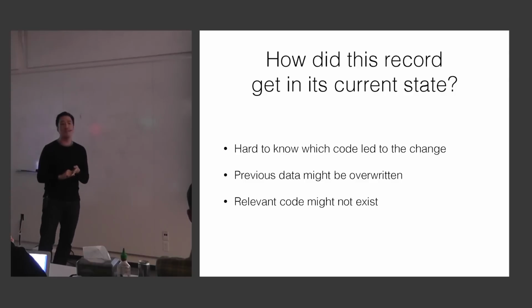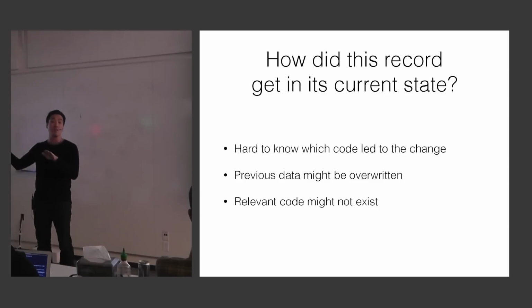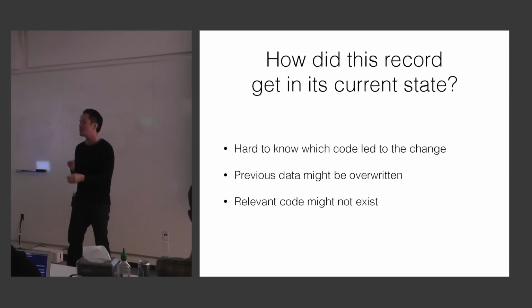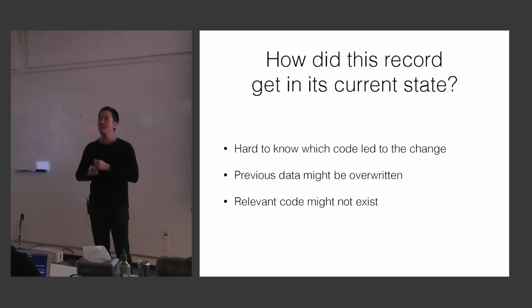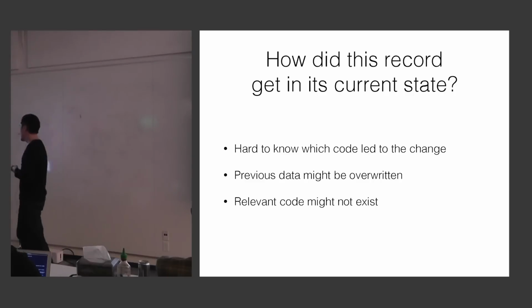Its previous data might be overwritten, so you don't necessarily know where you were before you got to the wrong place. You don't know where the problem even started in the stream of changes. And the relevant code itself might not exist. And this is the worst of all. Sometimes you see something where literally the updated_at field on this record is 3 months old, and you know that you don't even have the current code, the code that worked in that time period.